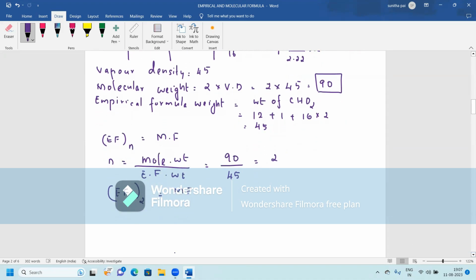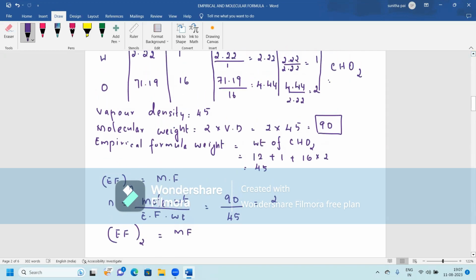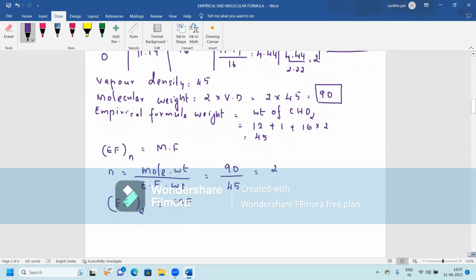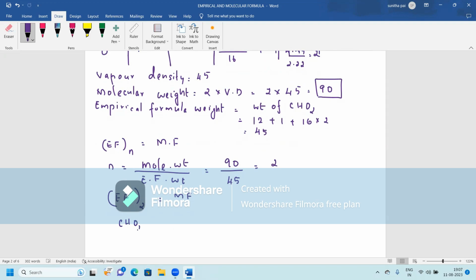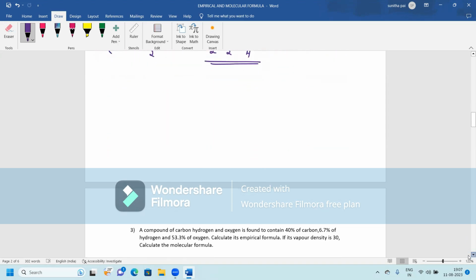What is your empirical formula here in this question? Let us scroll up. Empirical formula was CHO2. Now, that CHO2 repeated twice, that is C2H2O4. This is the molecular formula of the compound. I hope you have understood this. C2H2O4 is the molecular formula. Now, move to the next question.